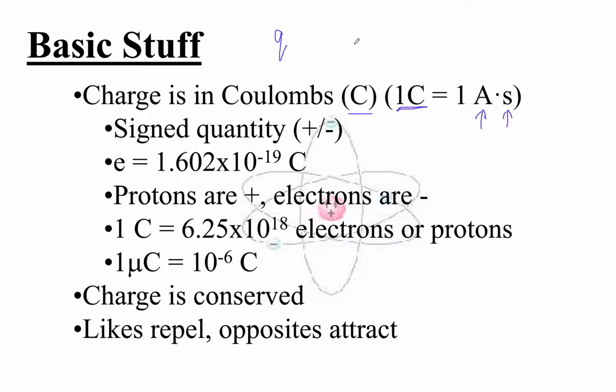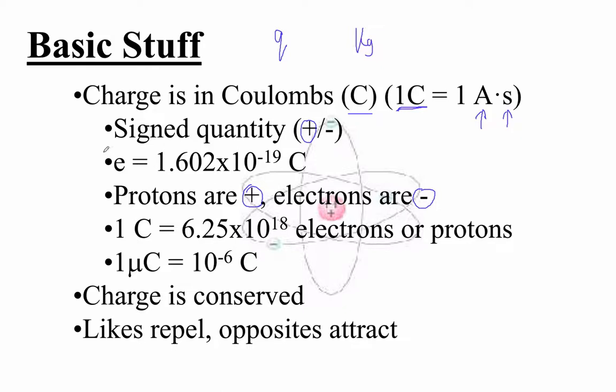The only difference between charge and mass is that charge is a signed quantity. So you can have positive things, for example, protons are positively charged, right? Electrons are negatively charged. Now keep in mind there are lots of charged particles that are positively charged and negatively charged. They're just not as common as protons and electrons.